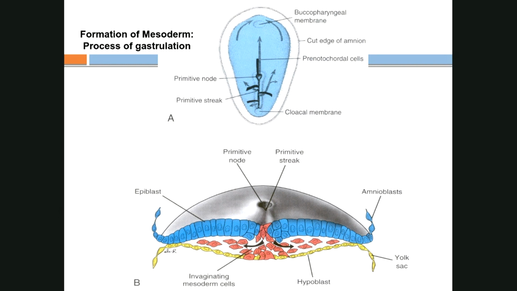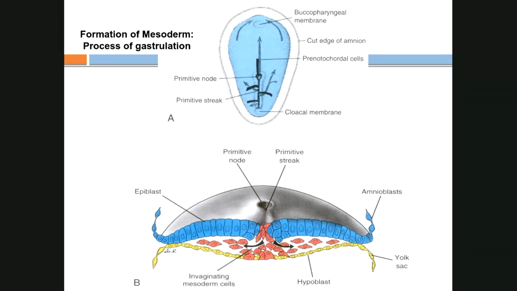The primitive streak is the one which is responsible for the process of gastrulation. Gastrulation means what? Formation of mesoderm. So the process of gastrulation is responsible for formation of mesoderm, and this gastrulation occurs at the primitive streak.